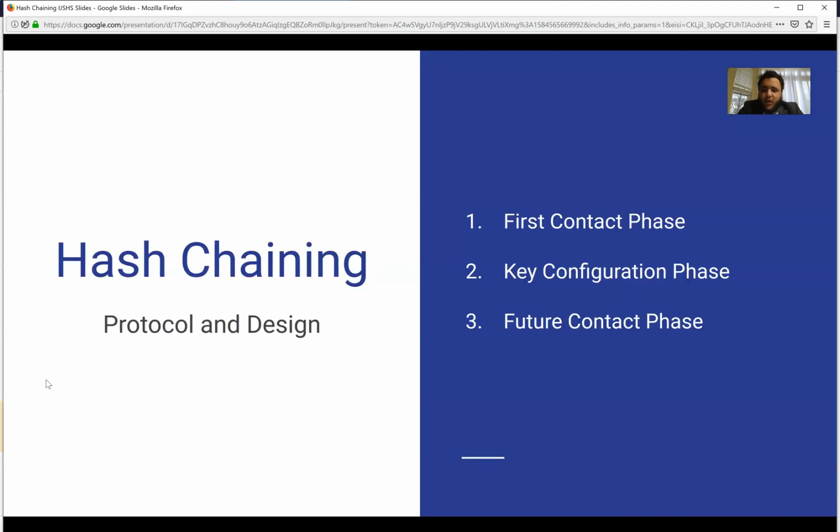My final design, which I coined hash chaining, has three phases: the first contact phase, the key configuration phase, and the future contact phase.